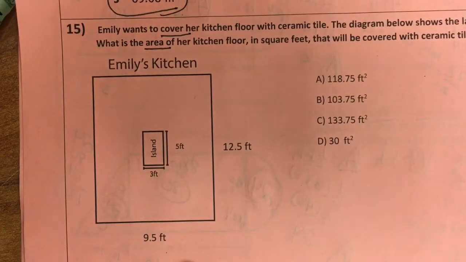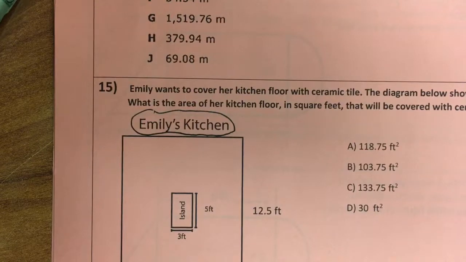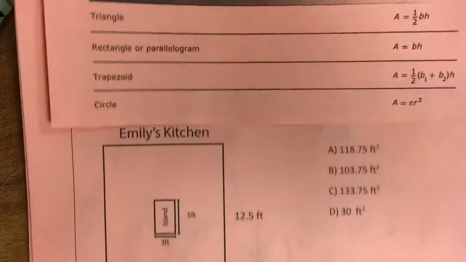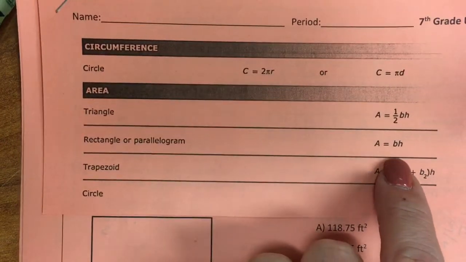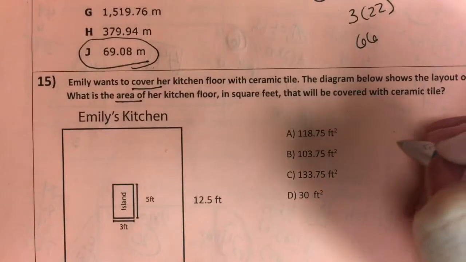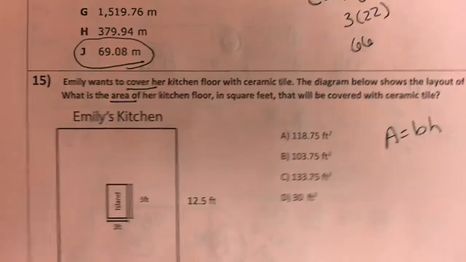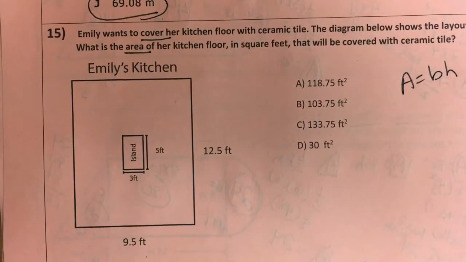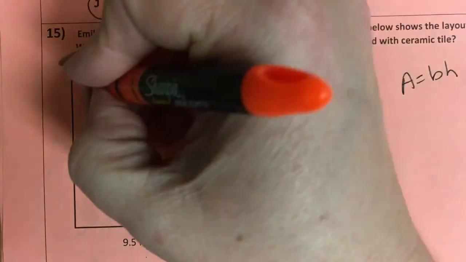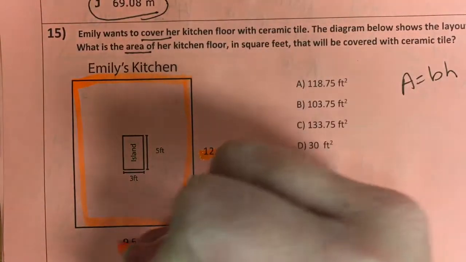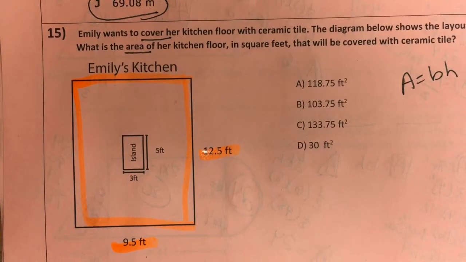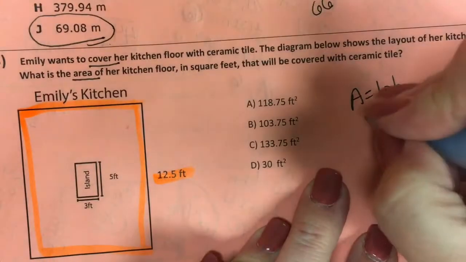So here's Emily's kitchen. It's a rectangle. Put a circle around Emily's kitchen. Find on your reference material area of a rectangle. Area is base times height. Her kitchen, the whole rectangle, is 12.5 times 9.5.